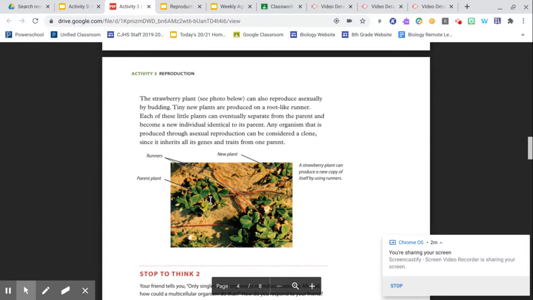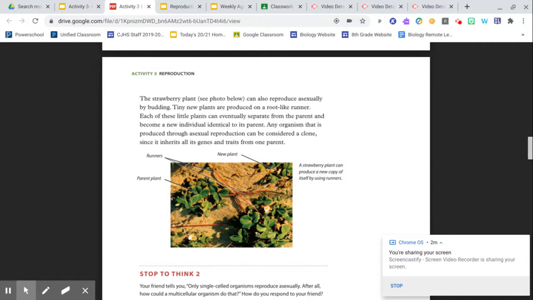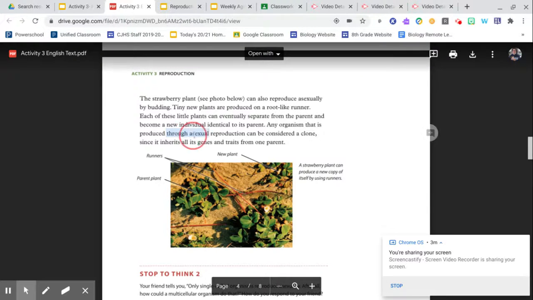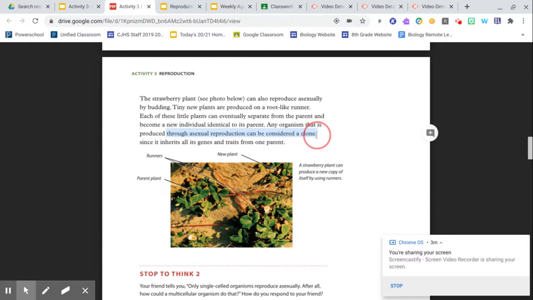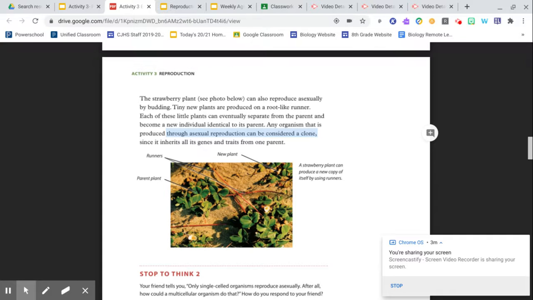The strawberry plant, see photo below, can also reproduce asexually by budding. Tiny new plants are produced on a root-like runner. Each of these little plants can eventually separate from the parent and become a new individual identical to its parent. Any organism that is produced through asexual reproduction can be considered a clone, since it inherits all of its genes, that genetic information in your cell, and traits, what these genes actually look like, from one parent.